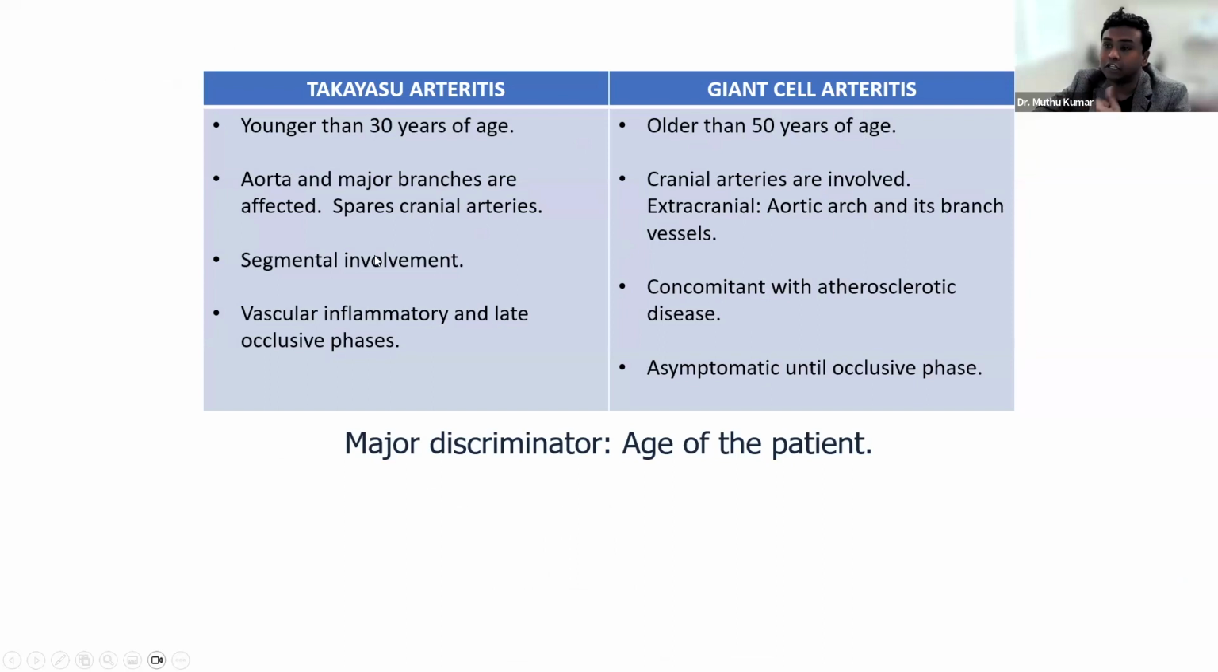There will be segmental involvement in Takayasu, whereas in giant cell, wherever there is concomitant atherosclerotic disease, you can see some inflammation. Takayasu can present with vascular inflammatory and late occlusive phase, whereas giant cell is asymptomatic until the occlusive phase begins. Again, the major discriminator is age of the patient.